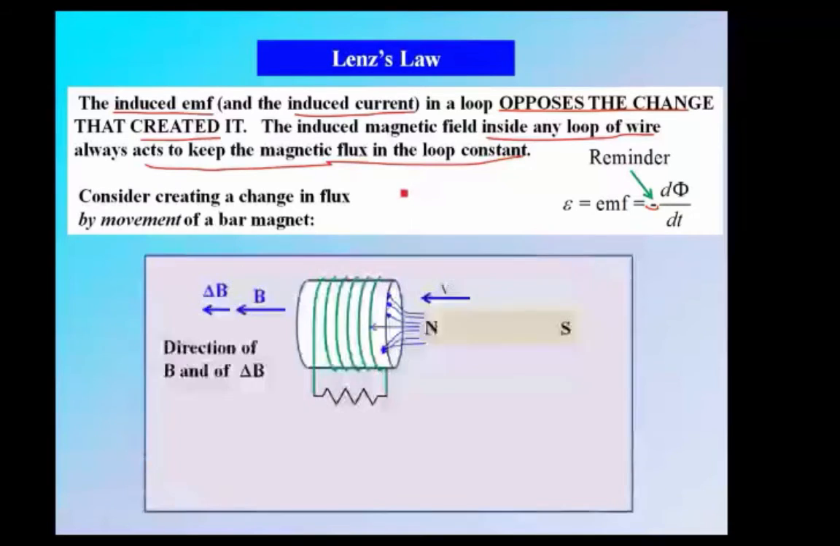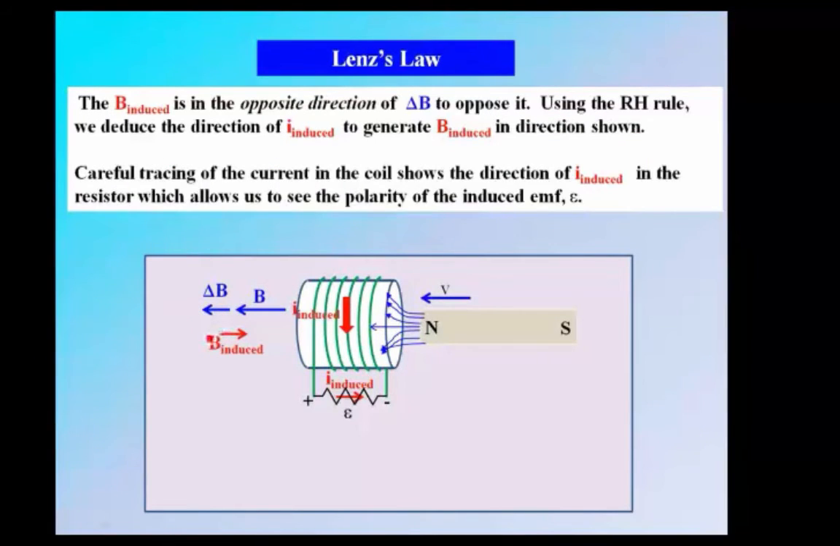Let's consider the case where we have a bar magnet being pushed in towards the coil with some velocity v, and we want to determine the direction of the induced current and the polarity across some load resistor here. Realize that if we're pushing a north pole towards the coil, then B will be in this direction, and because we're approaching the coil, the change in B is in this direction. However, the induced B has to oppose this change. It's trying to keep the field inside constant, or at least as much as it can.